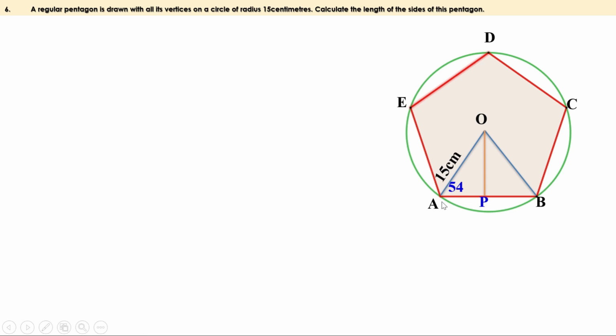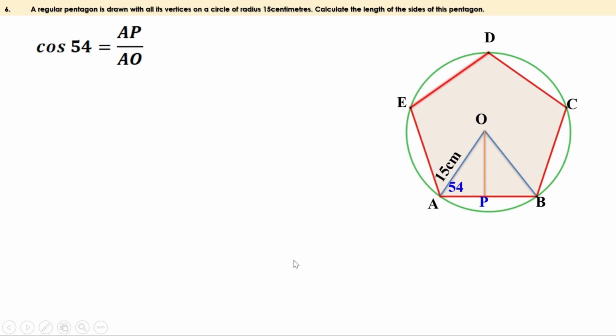We can find AP using this angle or this angle. Depending on the value given, you can select the angle. Here, let me find it using this angle. Based on this angle, AP is the adjacent side and OA is the hypotenuse. What is the ratio between adjacent side and hypotenuse? Cos. So let us take cos 54. Cos 54 is equal to adjacent side by hypotenuse or AP by AO.